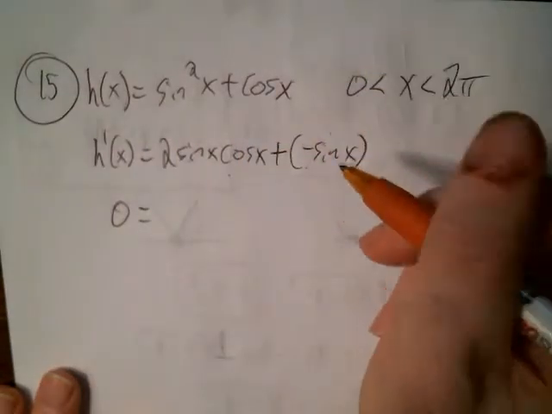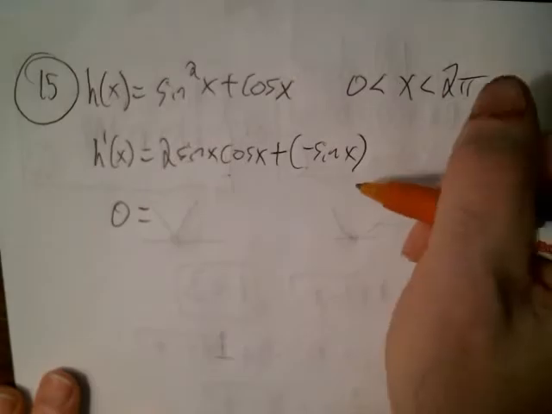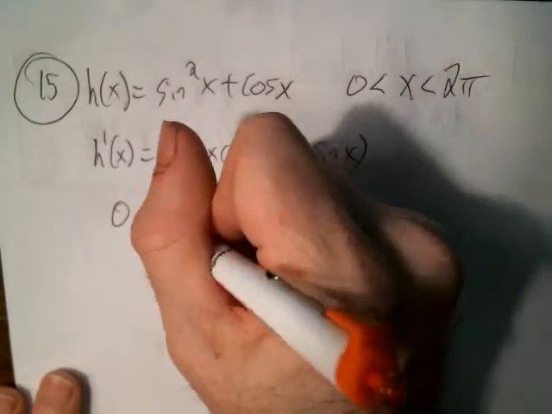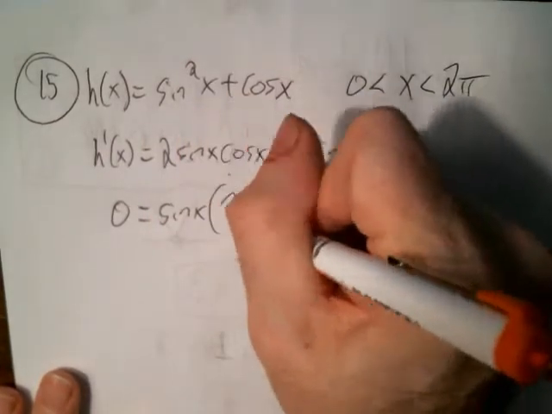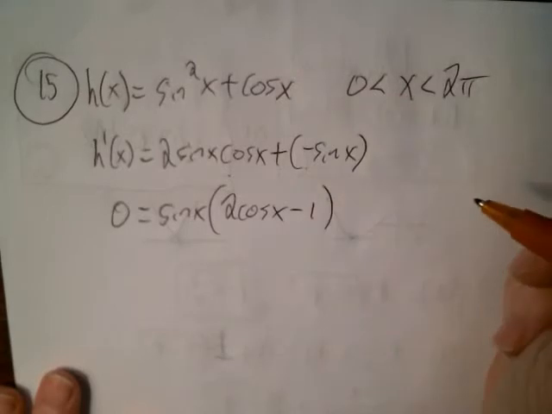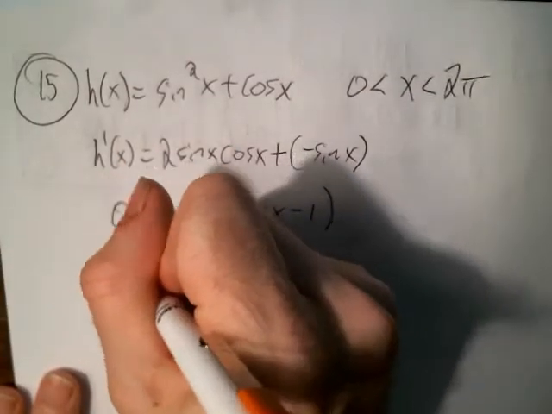So anyways, I'm going to set it equal to 0, and it's a trigonometric equation, so I'm going to factor it. I'm going to factor out a sine x, and I'll have 2 cosine x minus 1. Set each factor equal to 0.